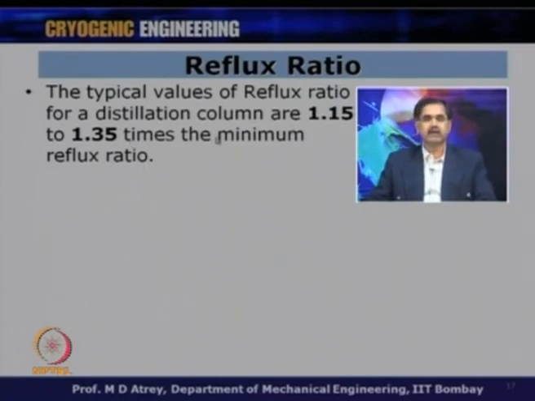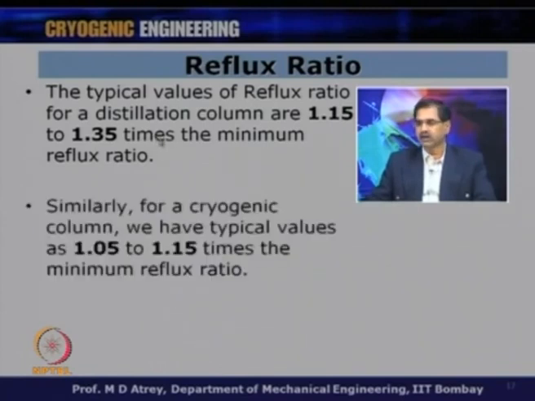So, what is important is to find out the minimum reflux ratio, which will occur when both the operating lines intersect on the equilibrium curve, and then multiply it by 1.15 to 1.35 times, depending again on the cooling effect that is available to you, and this could be the typical reflux ratio for a normal operation.